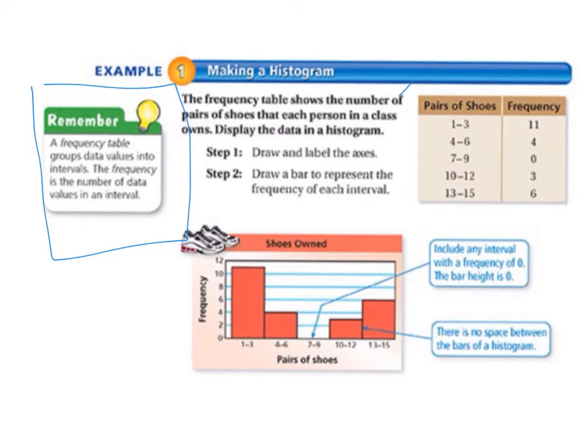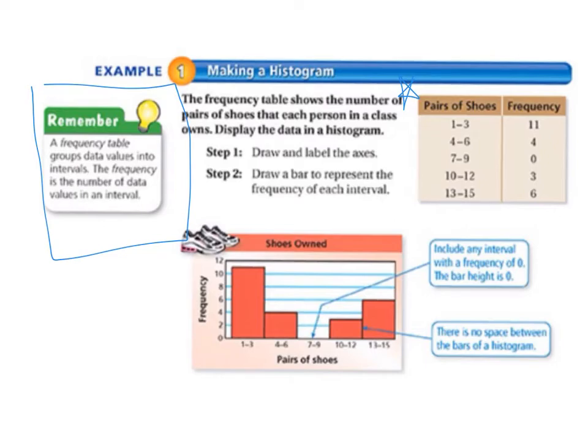So off to the right is our frequency table. And so we have pairs of shoes, 1 to 3, 4 to 6, 7 to 9, 10 to 12, and 13 to 50. So that's how many pairs of shoes different people own. And the frequency is how many people own that number of pairs of shoes.